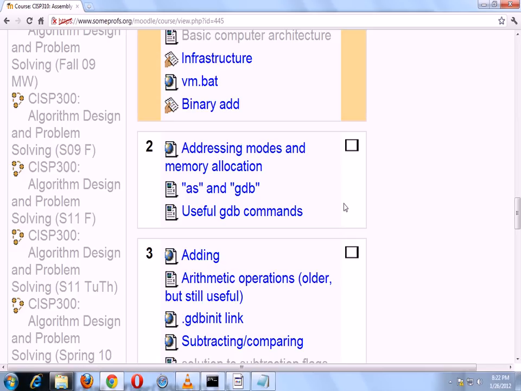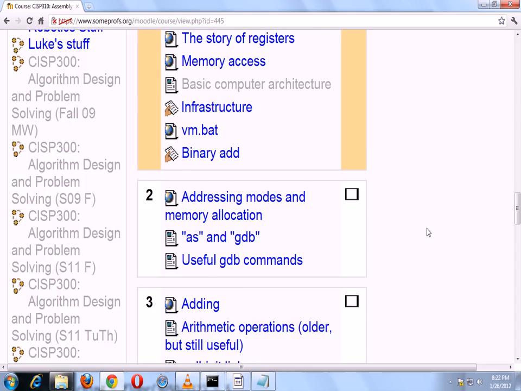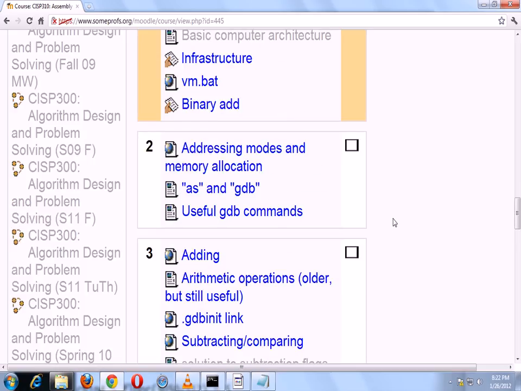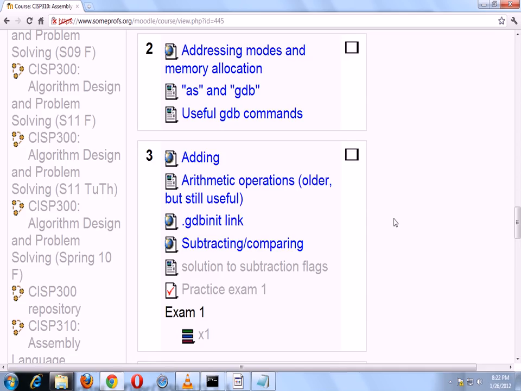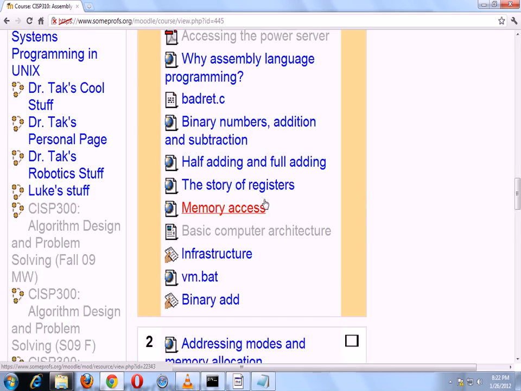All right, so we are almost out of time. We are out of time, actually. And so what I'll do is I'll just tell you what else you have to do over the weekend. We are done talking about arithmetic operations. Wait, no, we're here. Okay, my bad. You might want to read half adding and full adding.